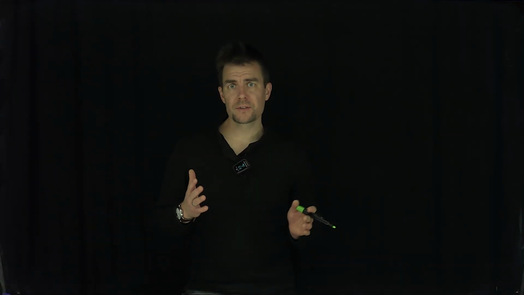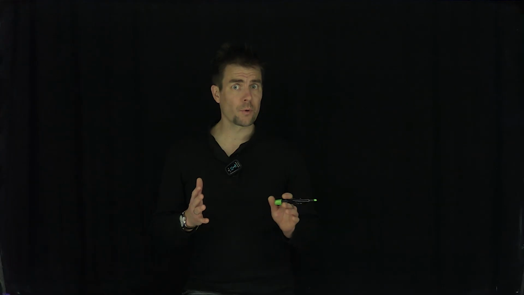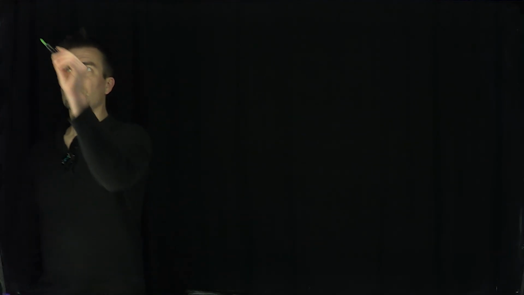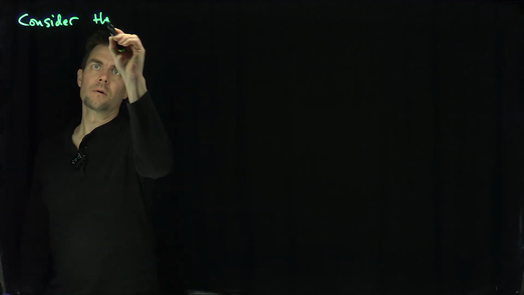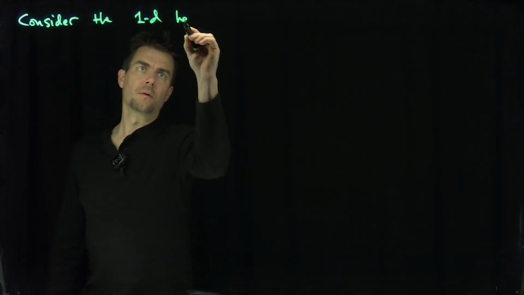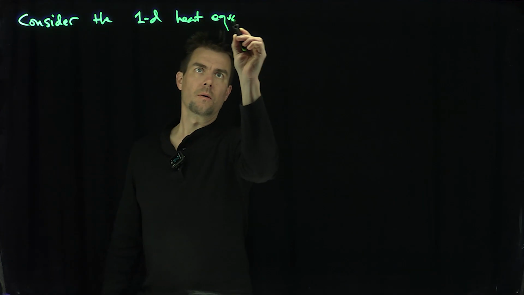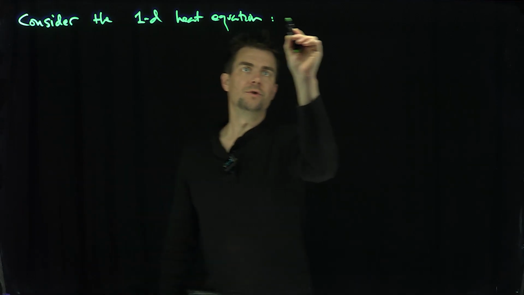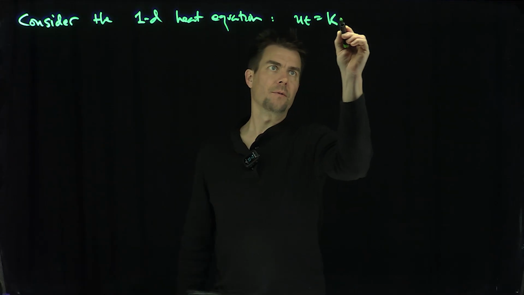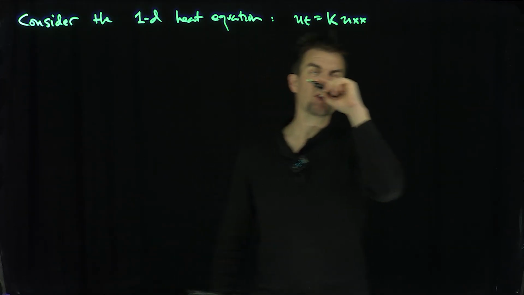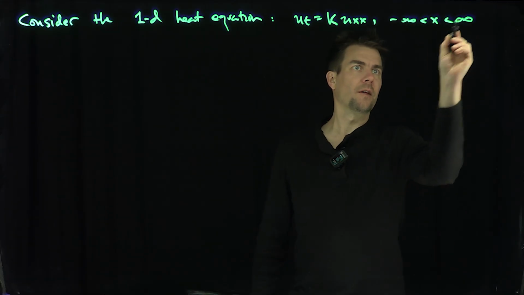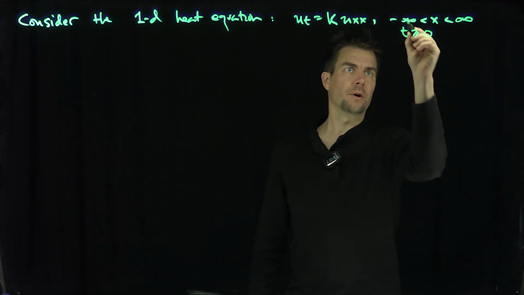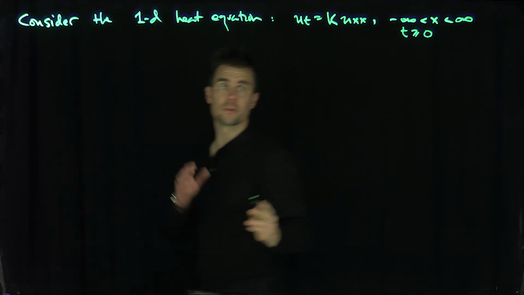Hello students, in this video we'll discuss basic properties of the diffusion equation and use it to generate a family of self-similar solutions. So let's consider the 1D heat equation, which is just u_t equals k u_xx, right? And let's assume this is defined for x between negative infinity and infinity on the real line and t greater than or equal to 0. So that's the whole real line for the diffusion equation.